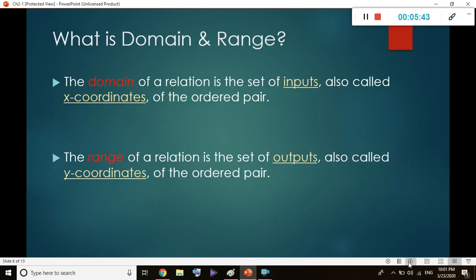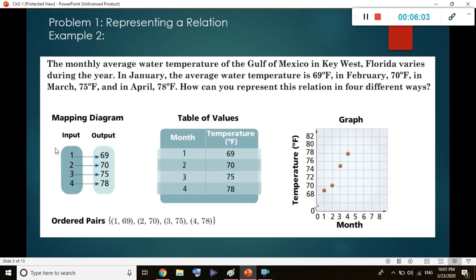Let's go for the second idea we have here, the domain and range. What is a domain and what is a range? Now, the domain of a relation is the set of inputs, also called the x coordinates of the ordered pair. So here, these are the x coordinates. So these are the domain. The input or the x coordinates, it's the domain.